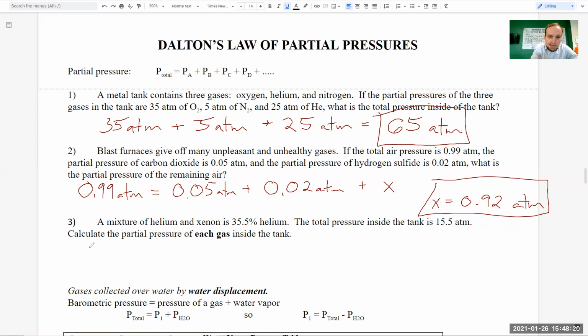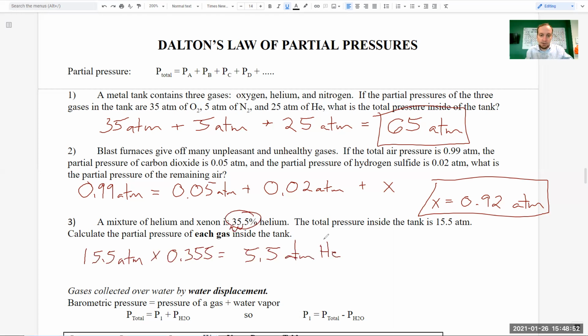Basically, if 15.5 atmospheres is our total, I'm going to convert the percentage into a decimal, so I'm going to multiply it by 0.355. All I did is move the decimal two spots to the left, right? So that means my helium is going to be 15.5 times 0.355. That gives me 5.5 atmospheres for my helium.